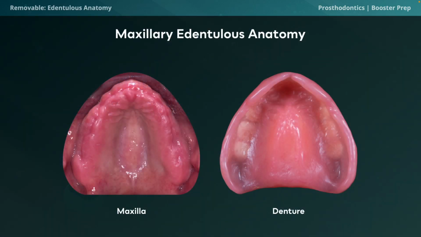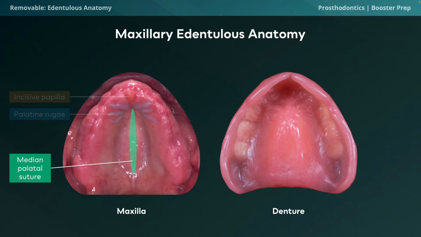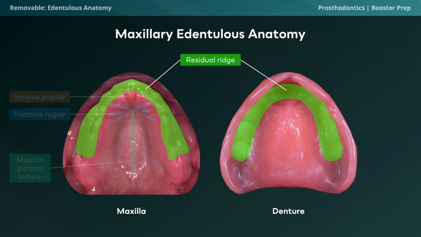We'll start off by identifying some important maxillary edentulous structures. The first being the incisive papilla, which is an oval-shaped elevation located on the roof of the mouth. On either side of the incisive papilla is the palatine rugae, and running down between the rugae is the median palatal suture, which joins the left and right maxilla. The residual ridge refers to the size and shape of the alveolar ridge after removal of the natural dentition and is an important area of support for the maxillary denture.